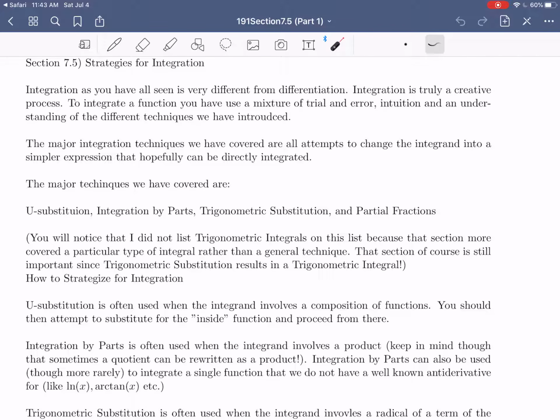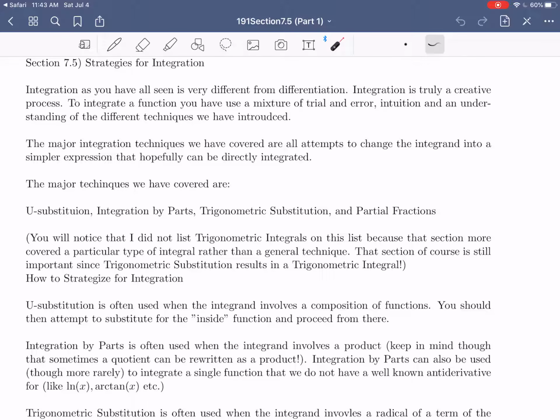When you're given an integral, you have to try to determine, can I integrate this directly? Do I need to use a technique to manipulate the integrand into a different expression that I can work with more easily? Integration really is a mixture of trial and error, intuition, and also an understanding of the different techniques that we have introduced.